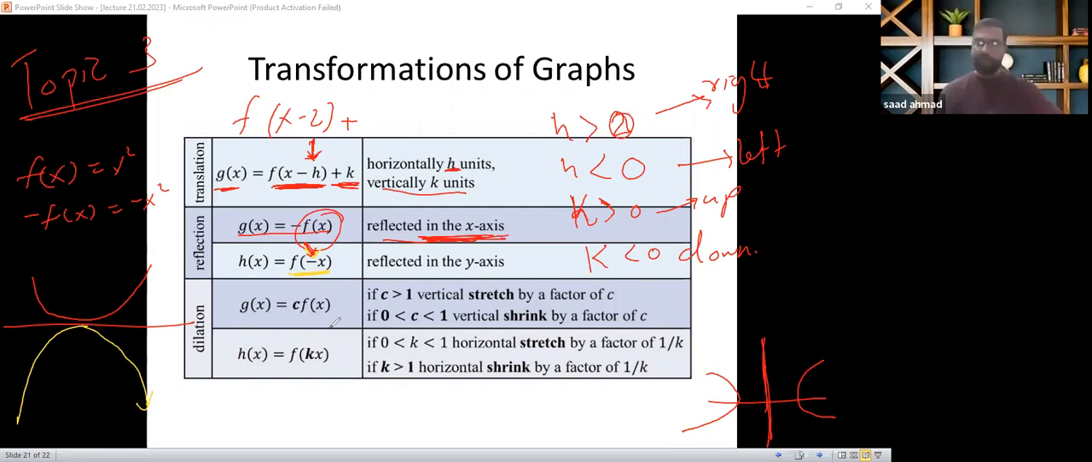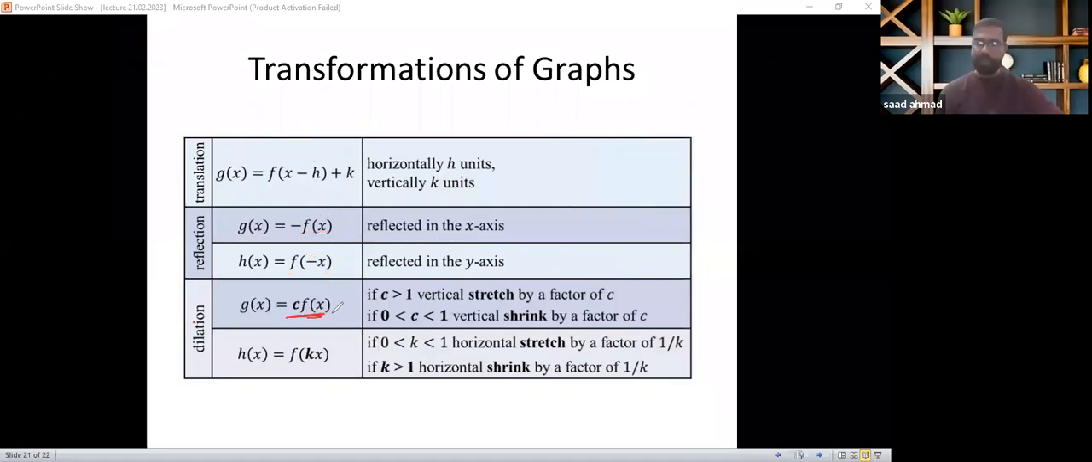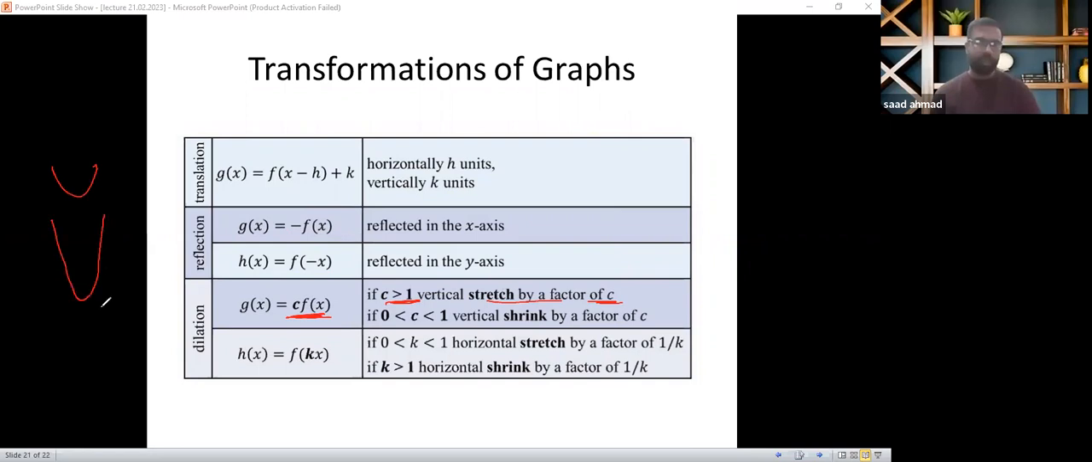Then this is c times f of x. If you multiply the graph of the function by some number c, and c is greater than 1, then it's a vertical stretch by the factor of c, like it's being stretched vertically. Like, let's say before, if it was this much vertically, then at the same time it will be vertically stretched like this.